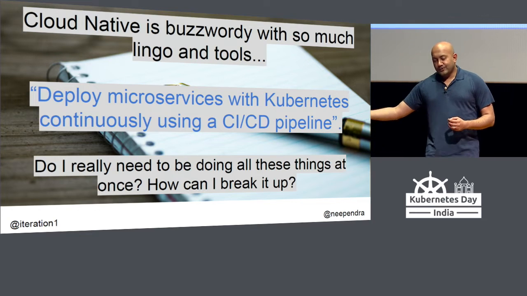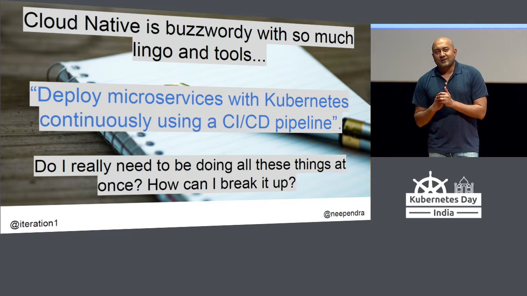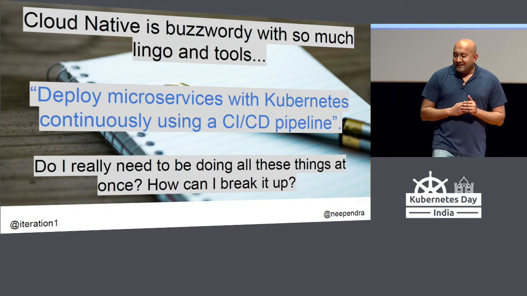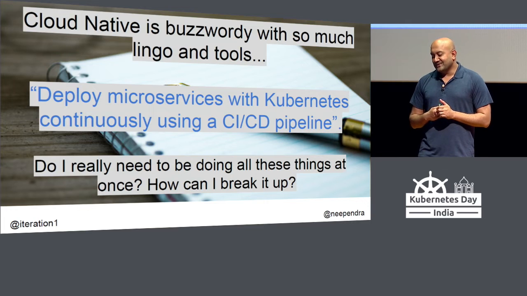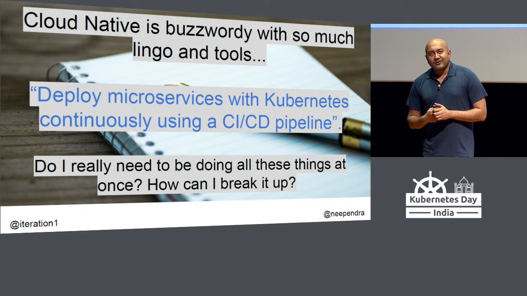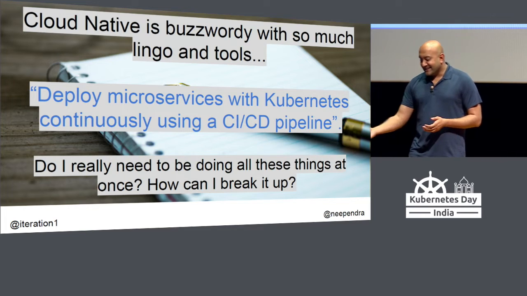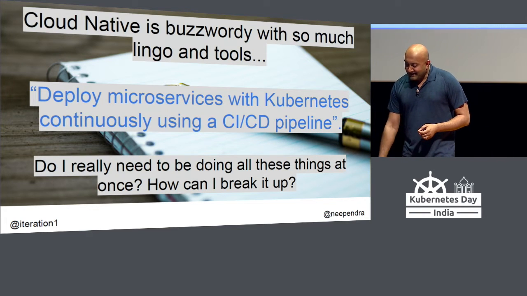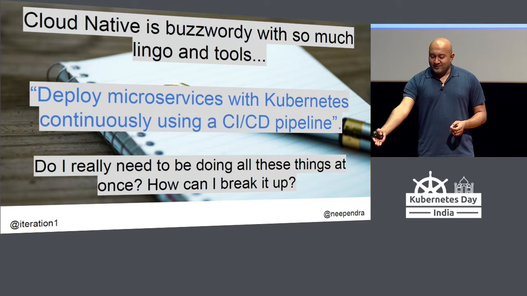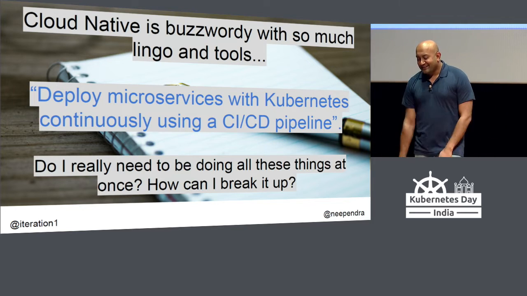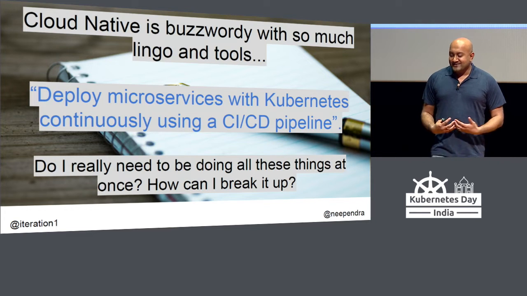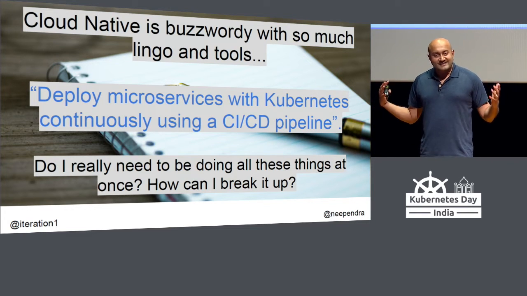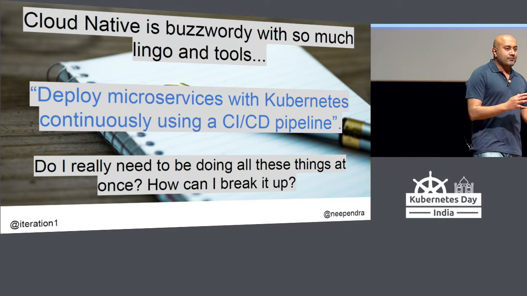To move on, whenever I ask people what they mean by cloud native, everybody has a different definition of this over time. So some people say, oh yeah, you deploy microservices with Kubernetes continuously using a CI/CD pipeline, and almost every word here except the words "using an" is a buzzword. So it's a little confusing. So the question that we get is, do I need to do all these things at the same time, or can I break this up?